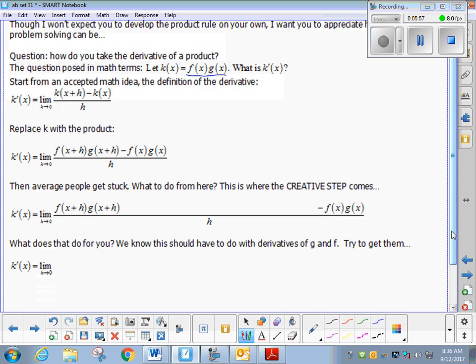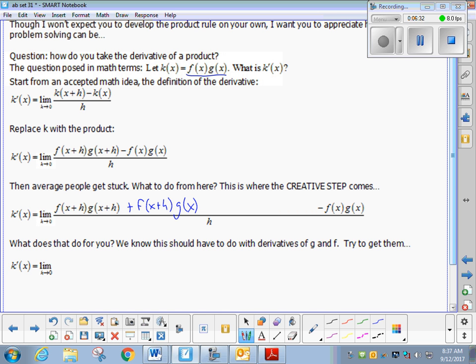Now, at that point, this is when I would just say, okay, now what? I don't know what to do. Where do I go? This is where the genius comes in. Some genius, and I don't know who developed this first, Leibniz, Newton, or both, but they say, all right, this is what I'm going to do. I'm going to take this piece, and I'm going to get a little creative. And here's what they did. They say, I'm going to add in f of x plus h, g of x. Why they did that, I'll talk about in a second.